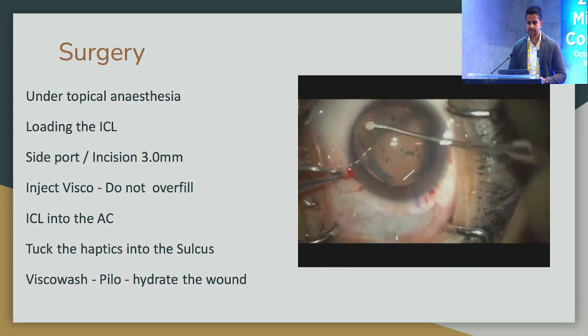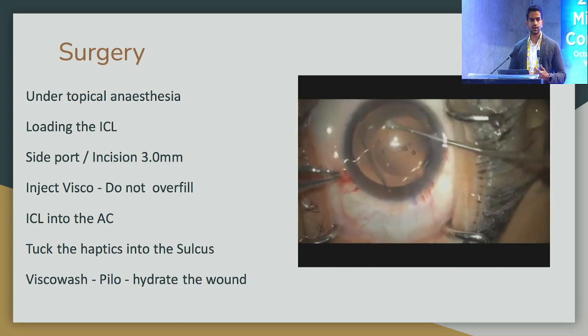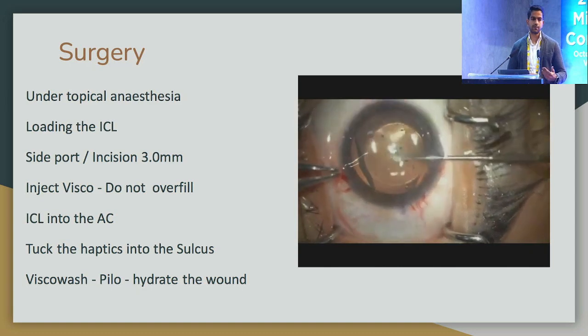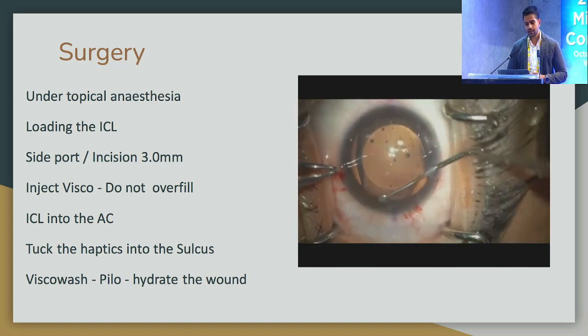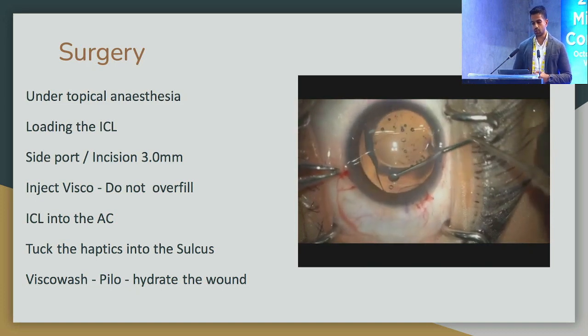Once the ICL is in the AC, all you need to do is tuck in the ICL's haptics, and then you can do visco wash. For visco wash, normally I prefer a bilateral irrigation aspiration because you can do a thorough visco wash with that. And then you can inject some pilocarpine and hydrate the wound.